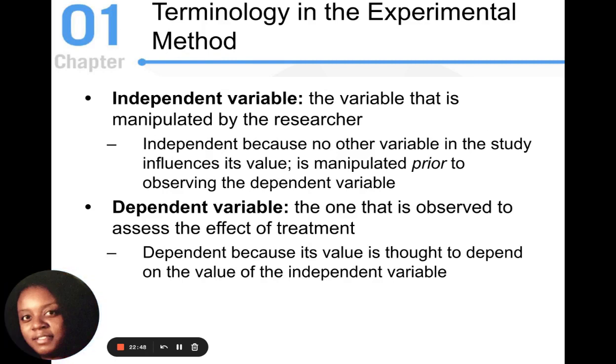So when it comes to experimental research, we can have an independent variable and a dependent variable. An independent variable is the variable that is manipulated by the researcher. It's called an independent variable because no other variable in the study influences its value. It's actually manipulated prior to observing the dependent variable. And the dependent variable is the one that is being observed to see whether or not it is having an effect on treatment. It's called a dependent variable because its value is thought to depend on the independent variable.